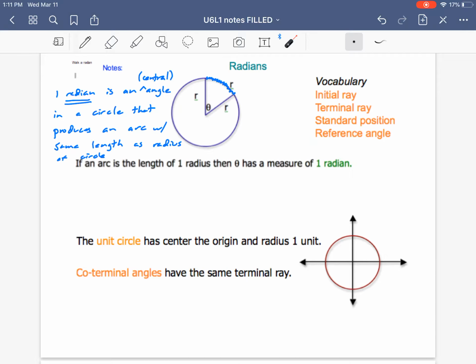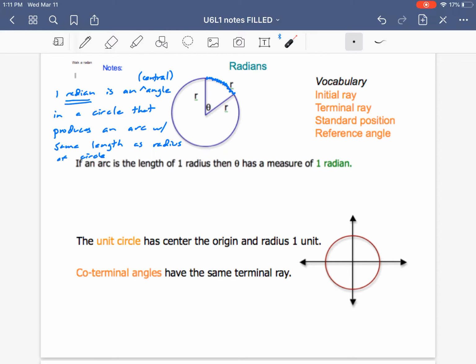This vocab here, initial ray, that's just where you're starting, right? Where your angle is starting, so that in this case is here. The terminal ray is a ray that goes from the center of the circle out, tells you where to stop, right? So the initial and the terminal ray create this arc length.